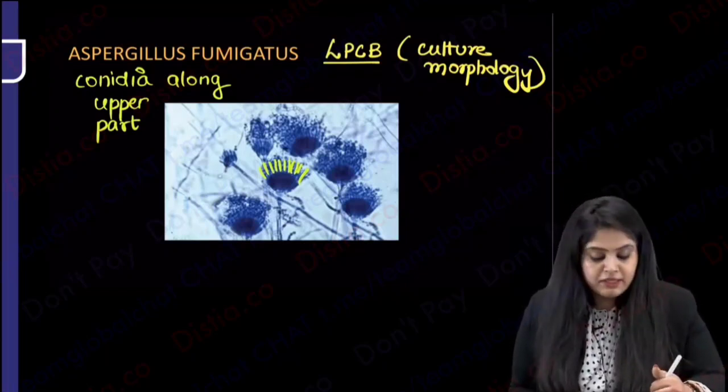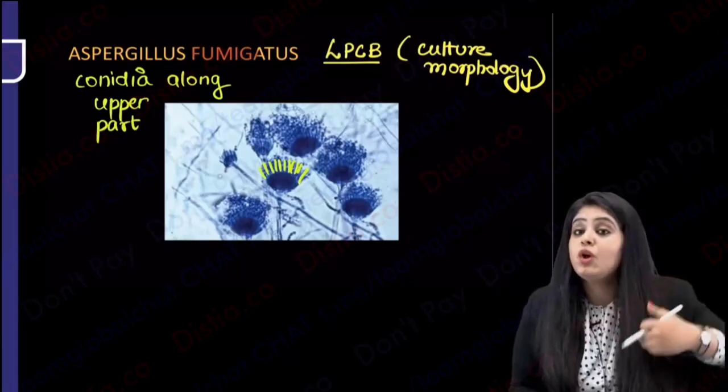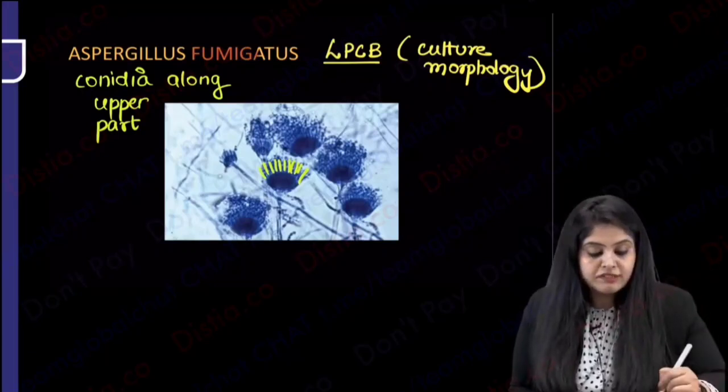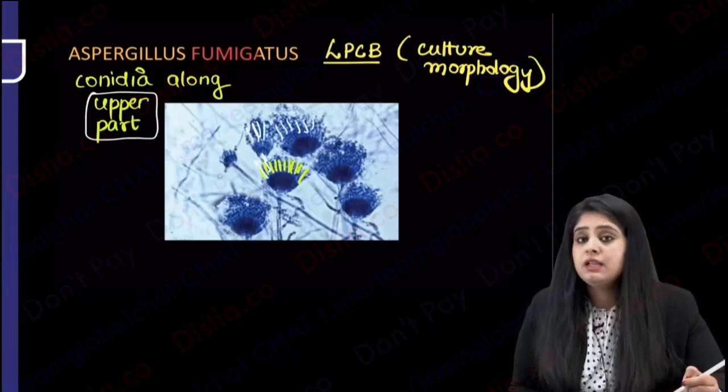How did I learn this? See guys, where will the fumes be? Fumes and smoke always go up. So I will always see something which is only along the upper part, because I consider these as fumes. So you will say they'll only be seen along the upper part.